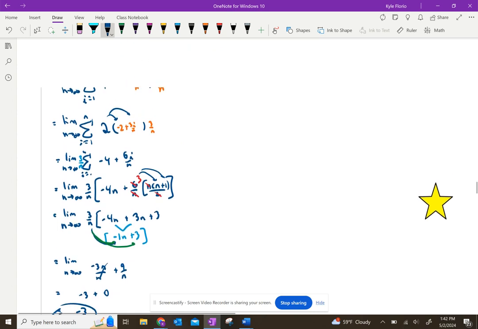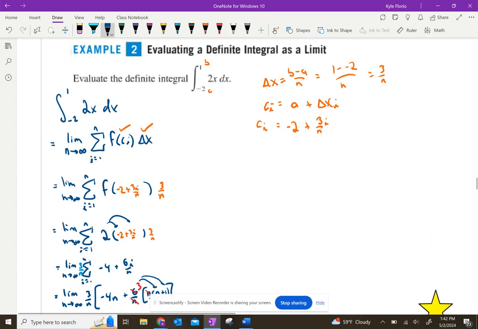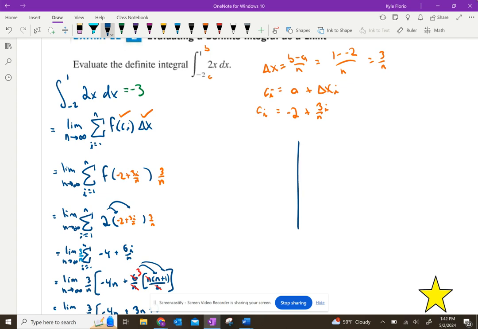So that is how we can evaluate a definite integral. If you put this in the calculator, it turns out that it equals negative 3. Now, let's look at this from an area perspective. The function is 2x. And we're looking at the area under the curve from negative 2 to positive 1. So I want to find the region bounded by the function, the vertical lines x equals negative 2 and x equals 1, and the x-axis. What I'm looking for is this area here.